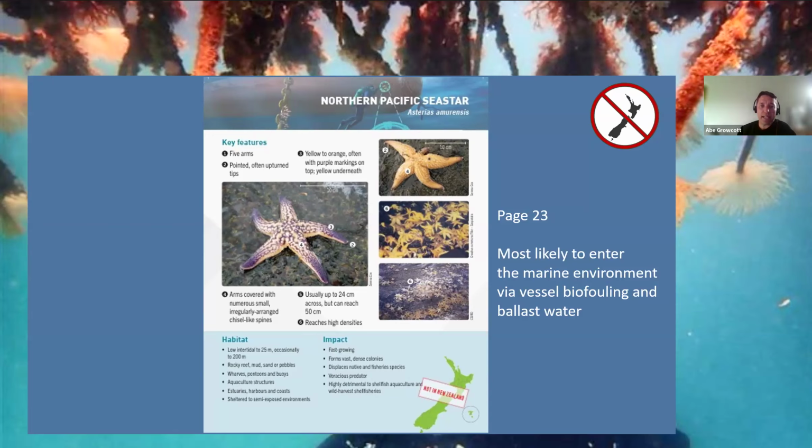The color can be quite variable, so color's probably not the best diagnostic criteria for this species. But they also have spines on their top surface, which are randomly placed, whereas a lot of other sea stars have rows of spines. This species does not. So you've got your 5 arms, they're pointed, often upturned, and you've got irregularly placed spines. And they can be quite big.